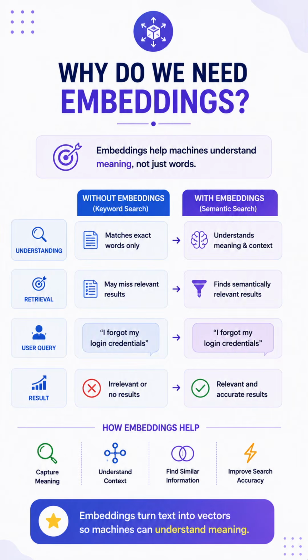Why do we need embeddings? We need embeddings because computers don't understand text the way humans do. They understand numbers, not words. Embeddings convert text into numerical vectors while preserving its meaning. This allows the system to understand that two sentences with different words can have the same intent. A keyword search may not match them, but embeddings generate similar vectors, making it possible to find the correct information.